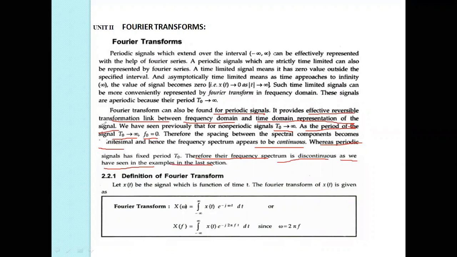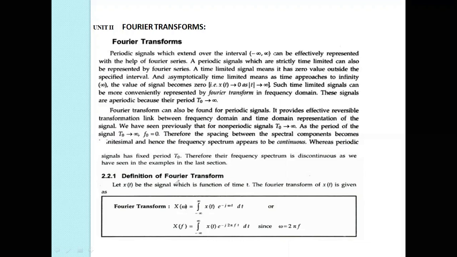See, forget about all these things, what they are saying. Simply, the Fourier transformation can be applied to non-periodic signals and also found for periodic signals. And the Fourier series is for periodic signals only. And it is an effective reversible transformation link between the frequency domain and the time domain function.